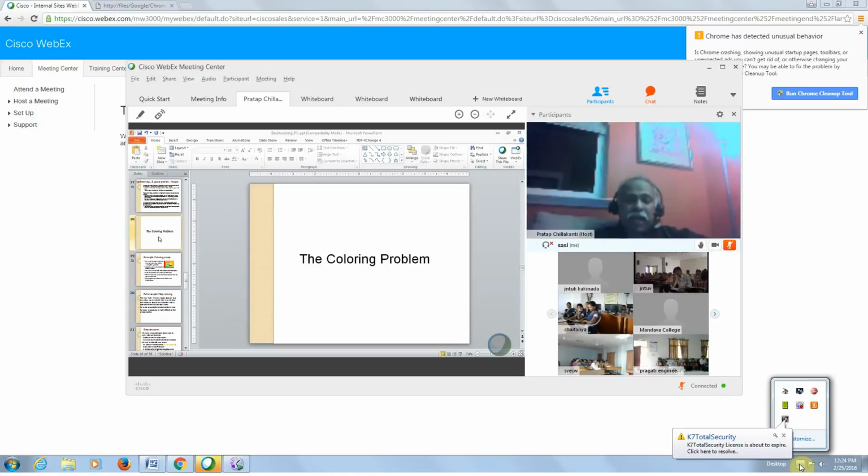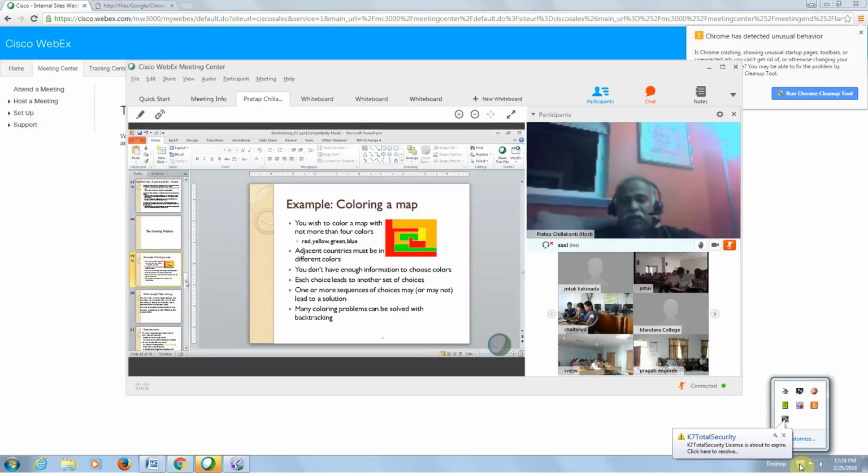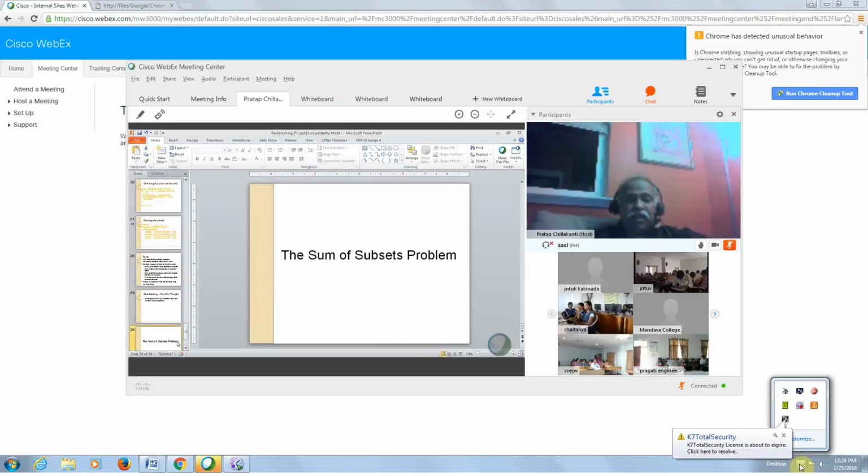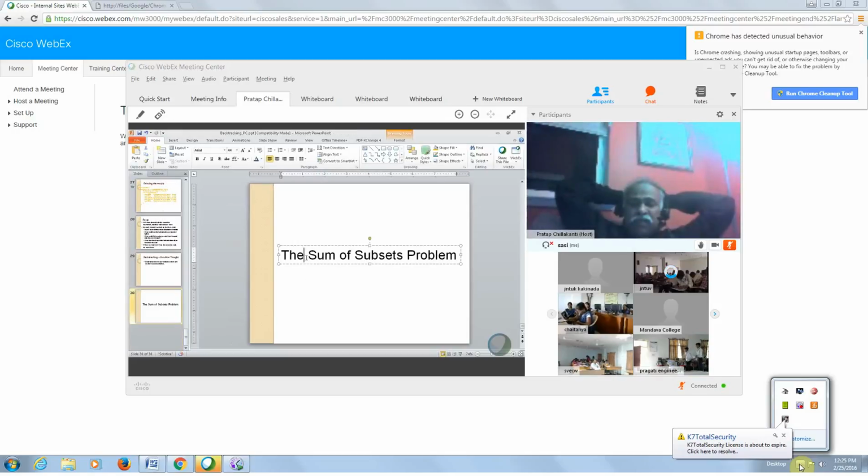When we come back next class, we'll do the coloring problem. The coloring problem is a fun one. It's pretty simple, actually, simple in concept, not in the algorithm. Then after coloring we'll do the sum of subsets problem. Remember I told you, I'll just tell you what sum of subsets is.